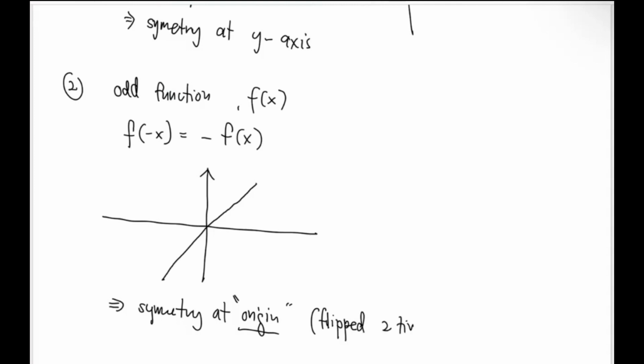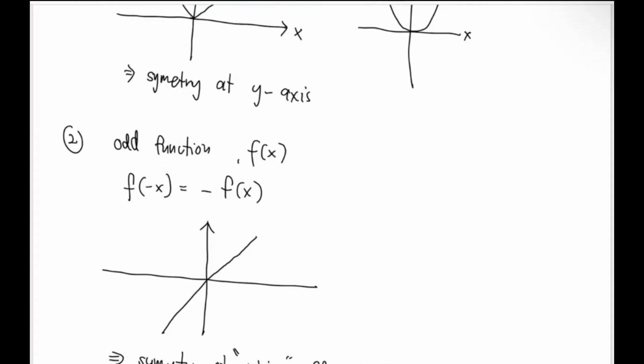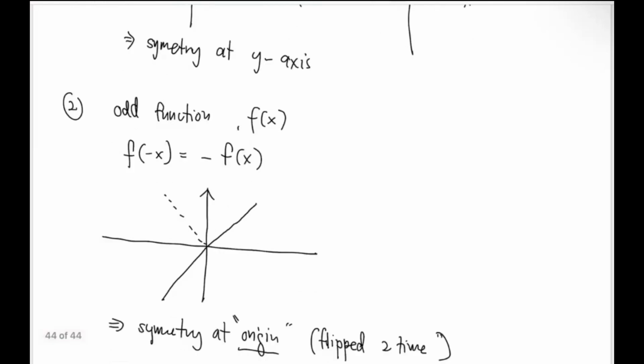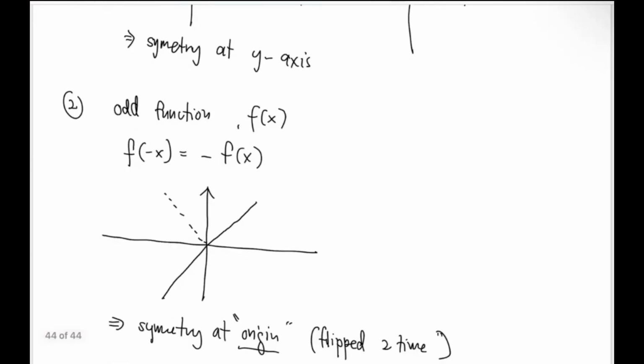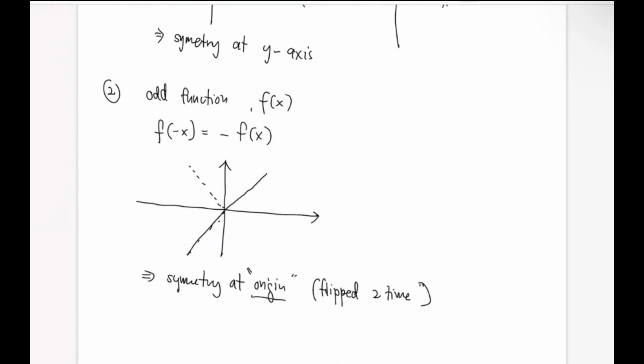You flip 2 times. You observe that this is overlap. So you flip 2 times. If I flip on the y-axis, I get this one. And then I flip another axis, so I get this one. Or I just flip here first, and then flip again. You also get the same result. So this is symmetry at origin.